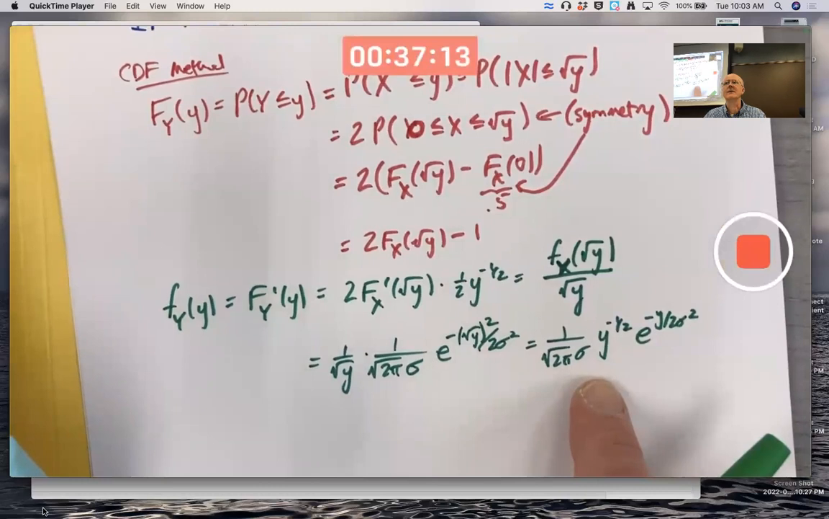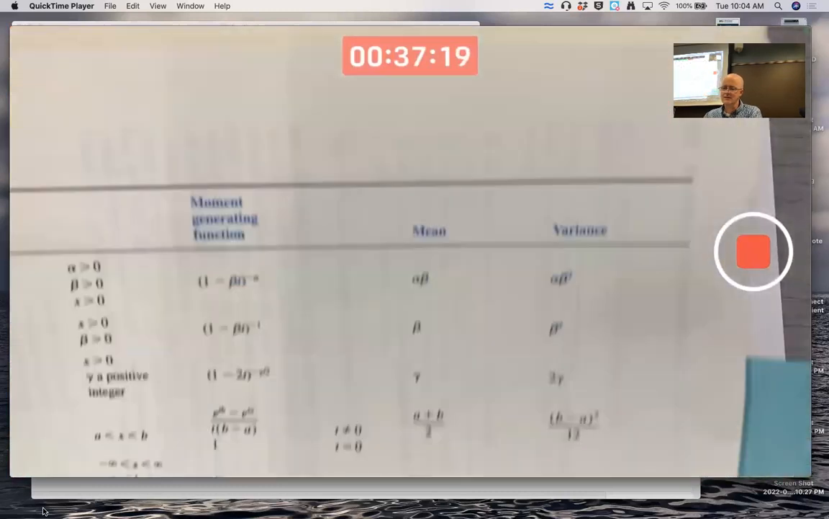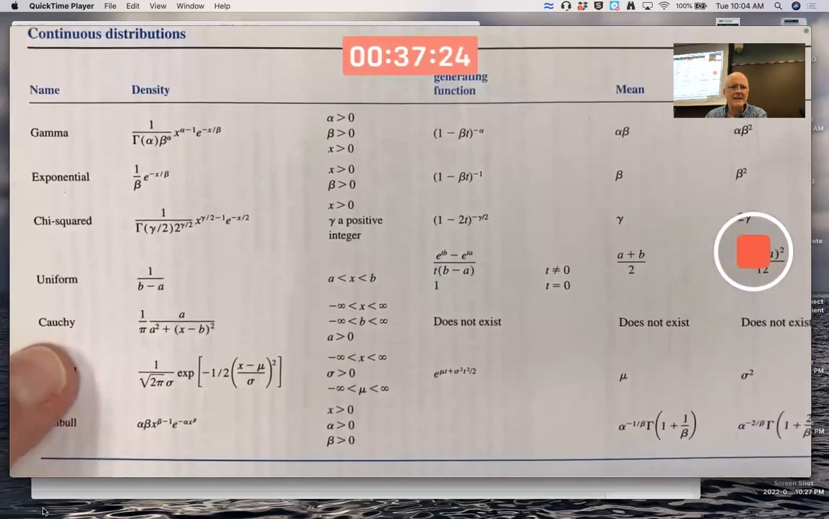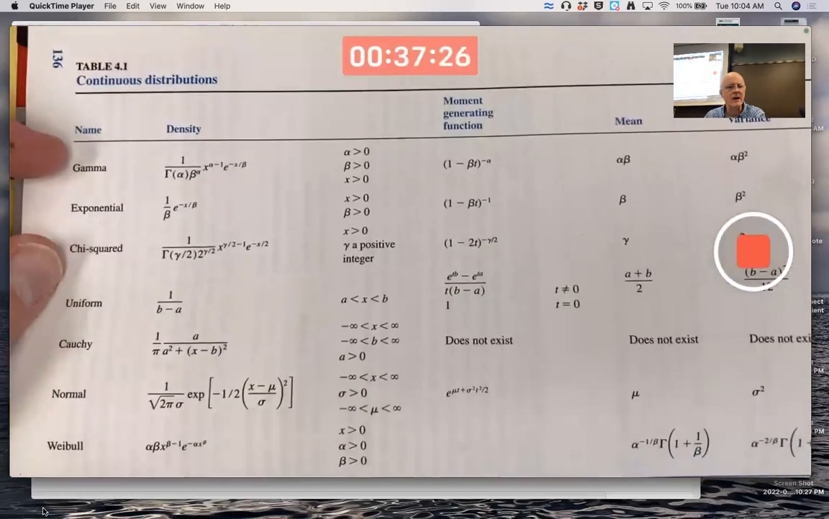What's this the PDF of? Not normal, because of the y to the negative 1/2. Looks like the best possibility is either a gamma or a chi-squared.